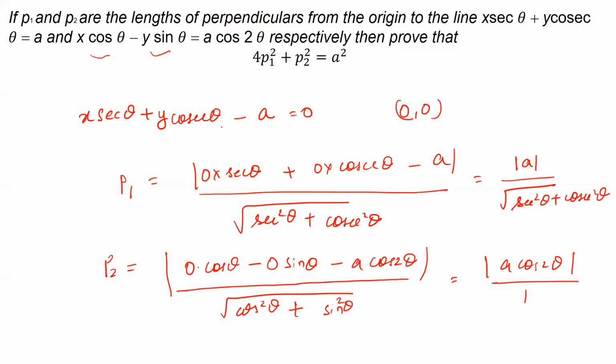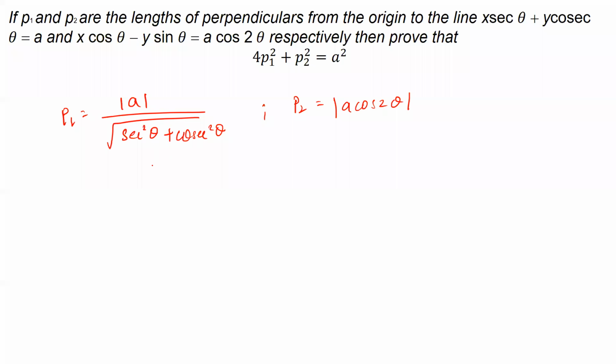And then we need to find out how to get this final result as the question is asking. So if you see, we have to actually eliminate theta. For that, what we need to do is, let's take up the first equation in terms of this P1. Let me write down the facts again. So these are the facts that we have. P1 is mod a by root over sec squared theta plus cosec squared theta, and P2 is mod a cos 2 theta.